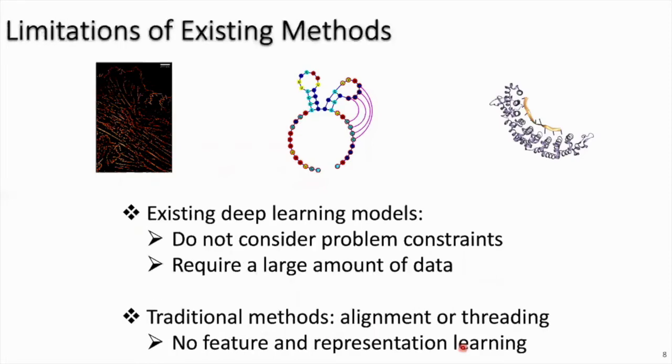Because of these challenges, the existing methods have the following limitations. Regarding the existing deep learning models, it is not suitable to apply them to these problems directly. First of all, they don't consider the problem-specific constraints, which means the outputs from those models may not be valid results for the structure problems. And secondly, to train those models, we need to prepare a large amount of training data, which is usually not available in the structure field. Regarding the traditional methods in the field, such as alignment-based or threading-based methods, they didn't utilize the power of representation learning.